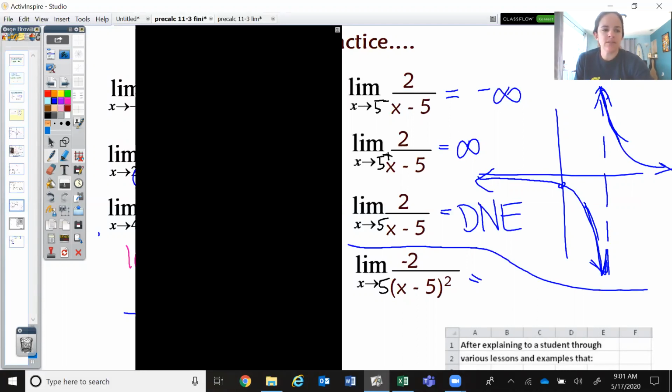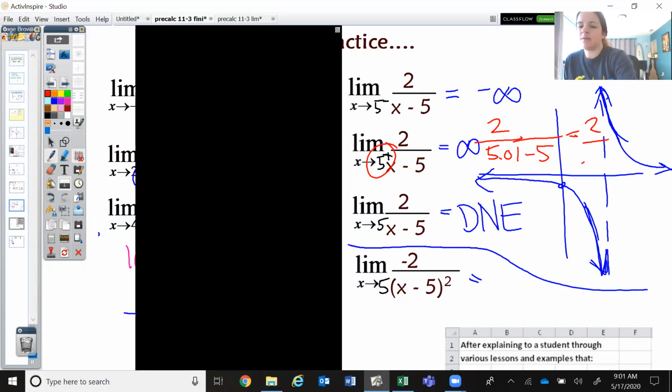The other way that you can do this, other than graphing it, is if it says, for instance, 5 from the right, I can pick a value a tiny bit to the right of 5. So 2 over 5.01 minus 5, or 5.1 would probably work as well. And so that would be 2 divided by 0.01, which would be 200. And we would say that 200 is, well, maybe not obviously, but is approaching infinity. And we take a few liberties with how close 200 actually is to infinity there.